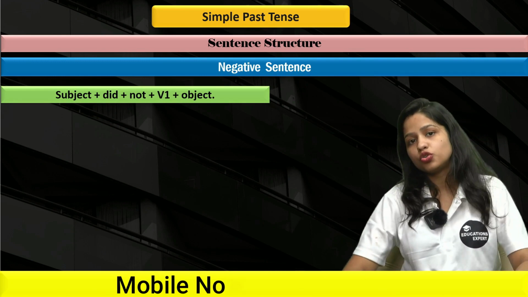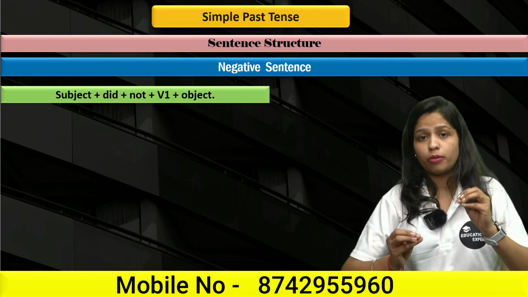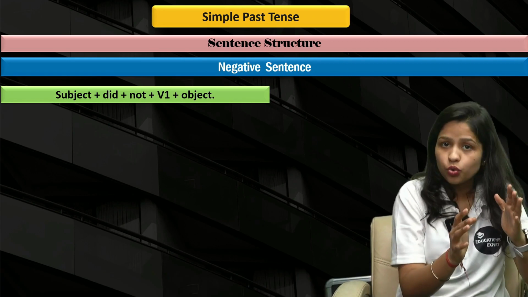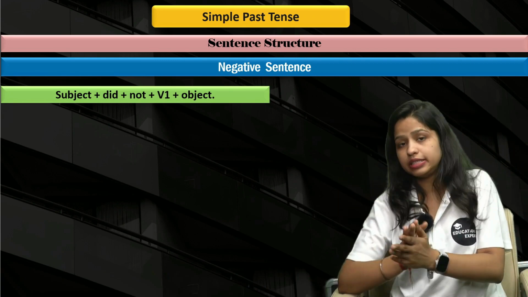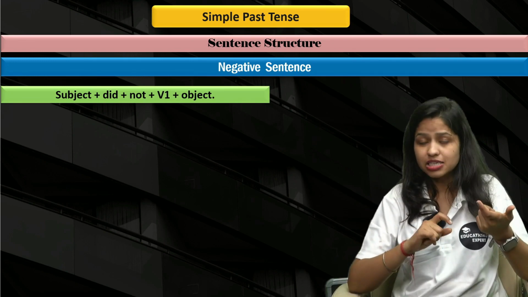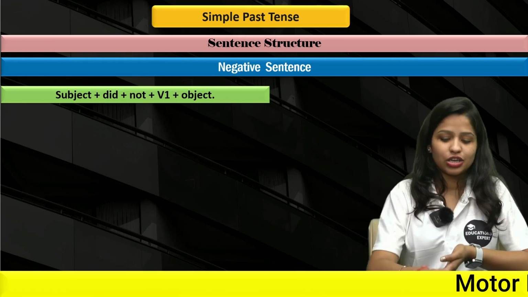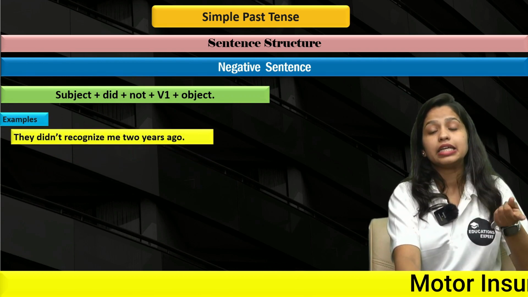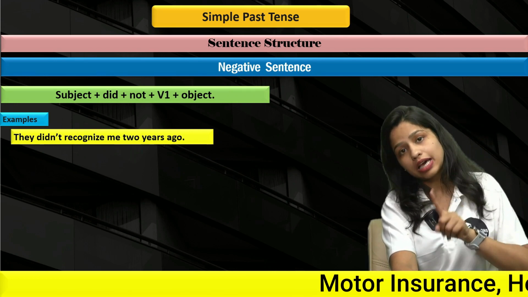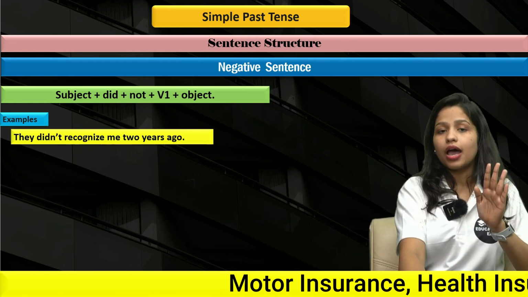But when we use did in negative sentences, you need to keep in your mind that with did, always and always you have to keep the first form of the main verb. Yes, that's a fact. Did with V1, not V2. Did with V1. Clear? Let's get started. They did not recognize, not recognized. They did not recognize me 2 years ago. Clear? This you have to keep in mind.